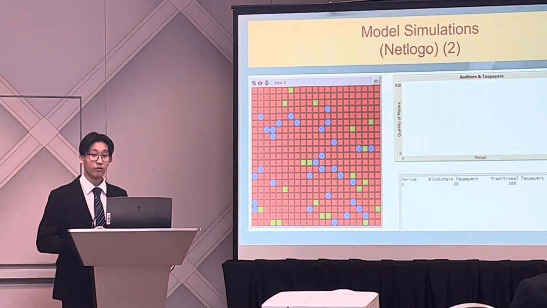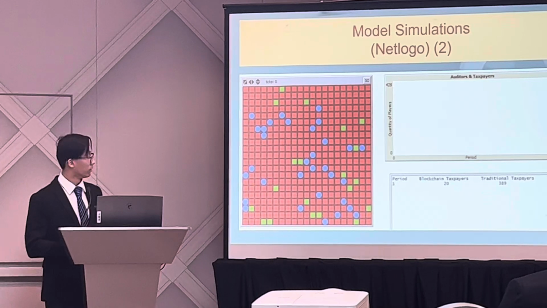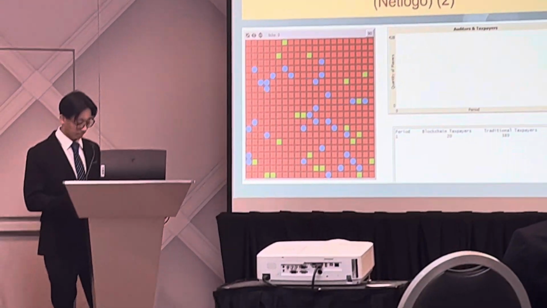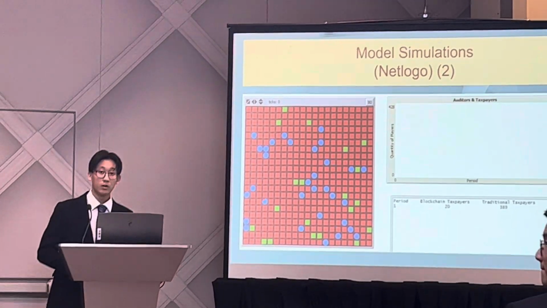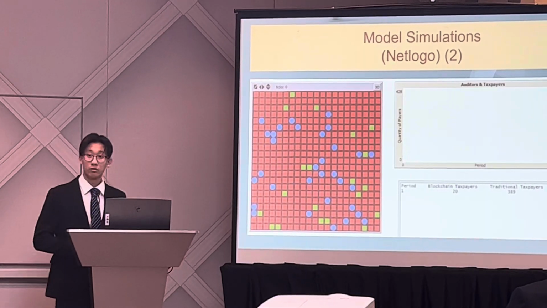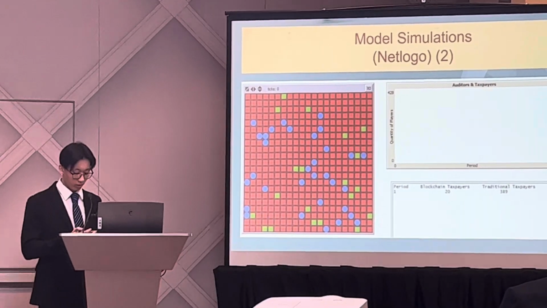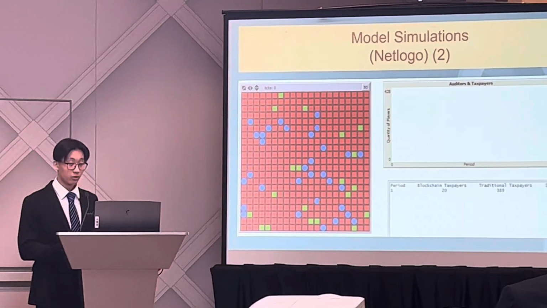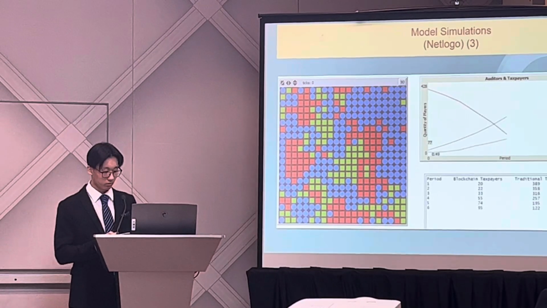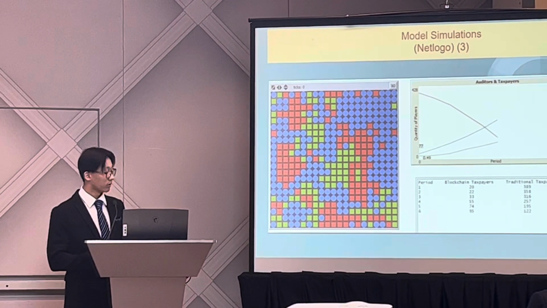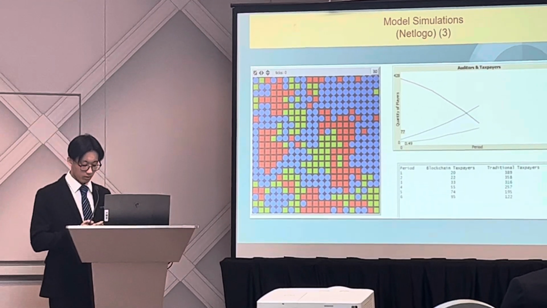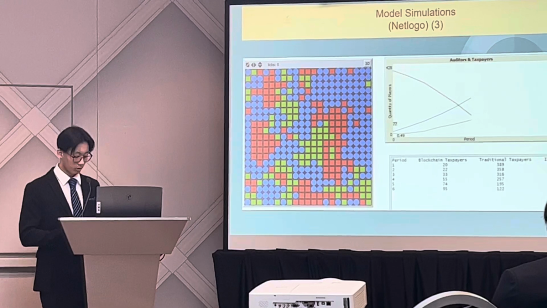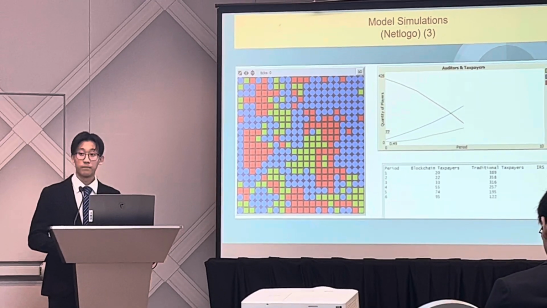So here's the setup with a graph and a table. There are different colors and agents that are represented in the model. And in period 1, which is the initial setup, there are about 20 blockchain taxpayers, which is about 4%, 389 traditional taxpayers, and 32 auditors. From the simulation, we can see an increasing number of blockchain taxpayers and a decreasing number of traditional taxpayers with each iteration of our simulation.